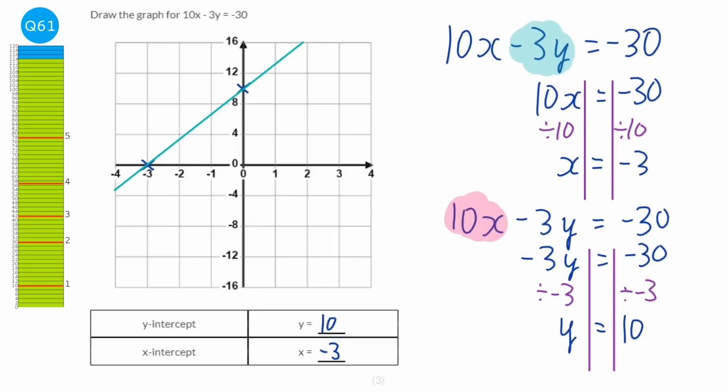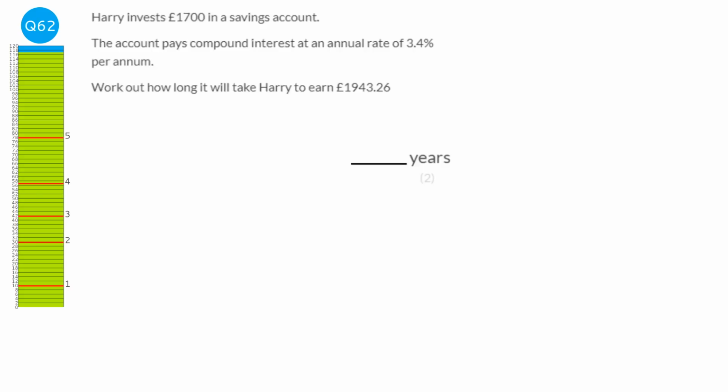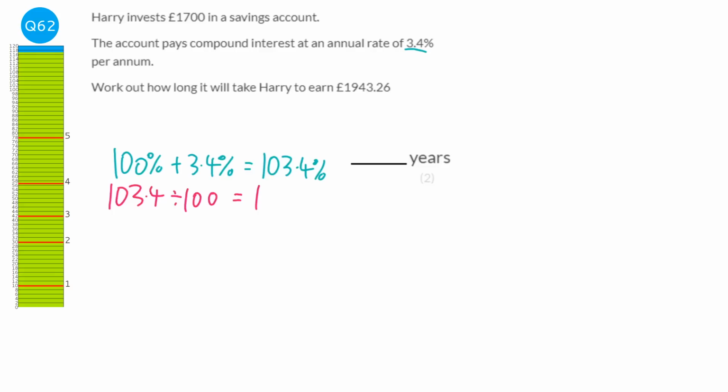So we're going to start off by finding the multiplier, and we start off with 100%. It's an increase of 3.4%, so we get 103.4%. And then we need to make that a multiplier, so we're dividing it by 100, and so that would be 1.034. So anytime we times a number by 1.034, we'll increase it by 3.4%.